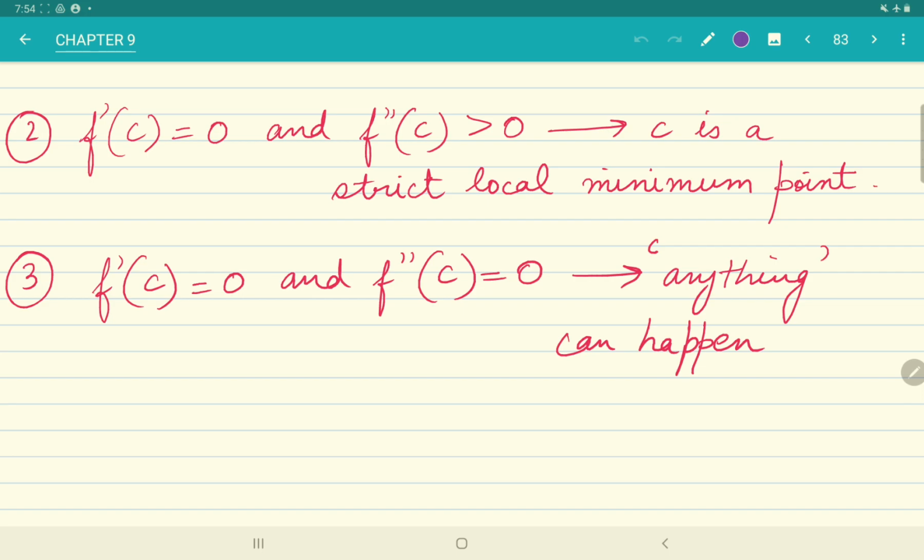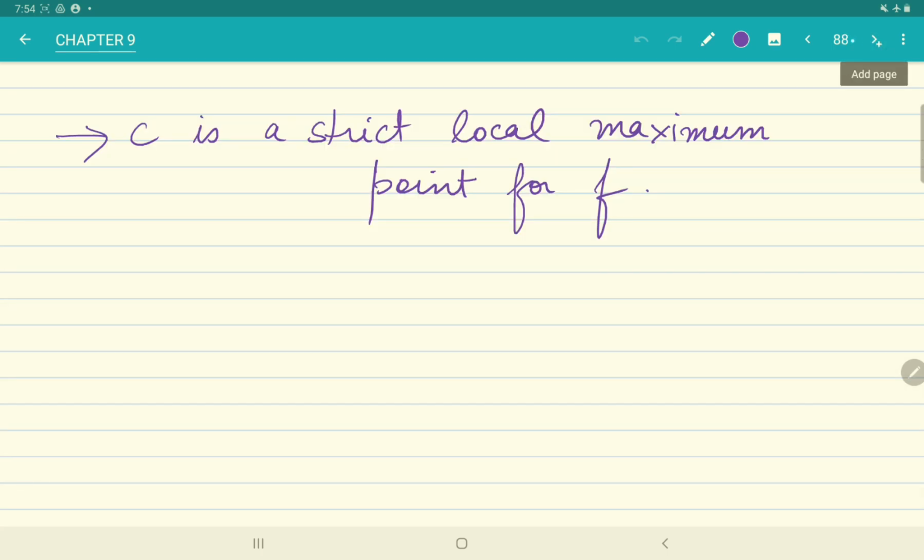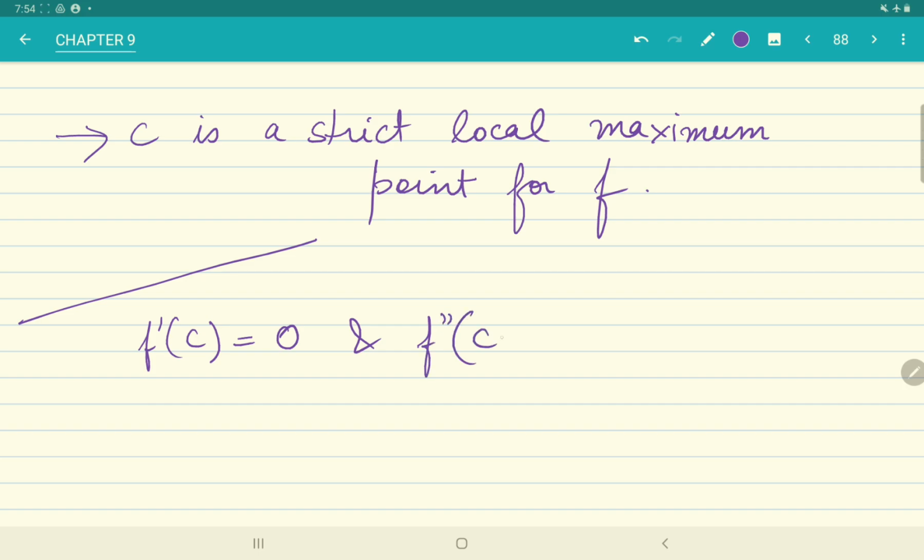Similarly, I can prove that if f prime of c is equal to 0 and f double prime of c is greater than 0, c is a strict local minimum point. This is also something that can be proved easily in exactly similar manner. Now let's get to the third point, wherein we have f prime of c equal to 0 and f double prime of c equal to 0. As I said, anything can happen.